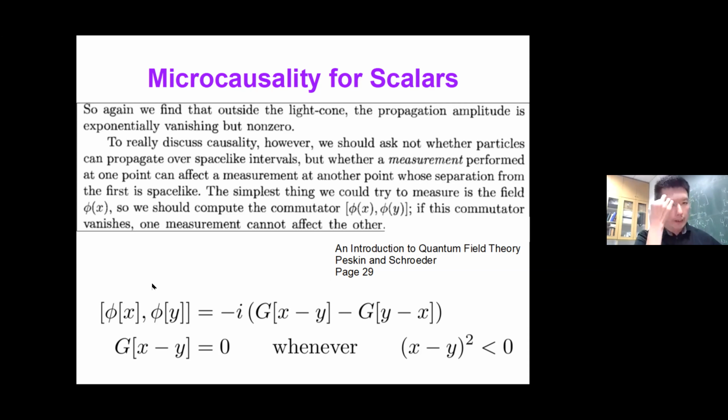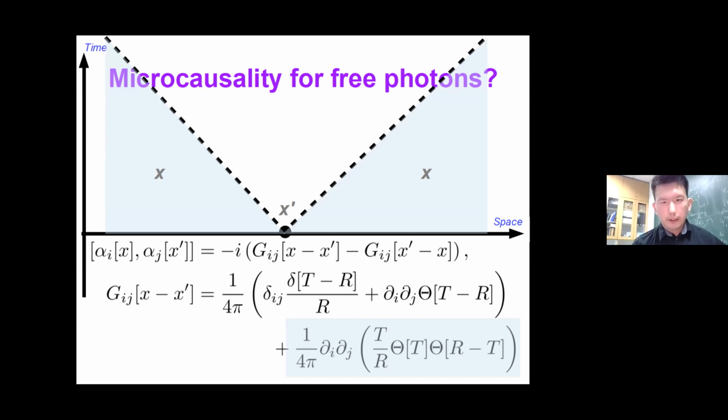So if phi of x and phi of y do commute outside the light cone, then all is well, because that means that you cannot make an observation of phi outside the light cone of y in such a way that you can affect the observations. But this, as I'll explain, appears to break down for free photons.